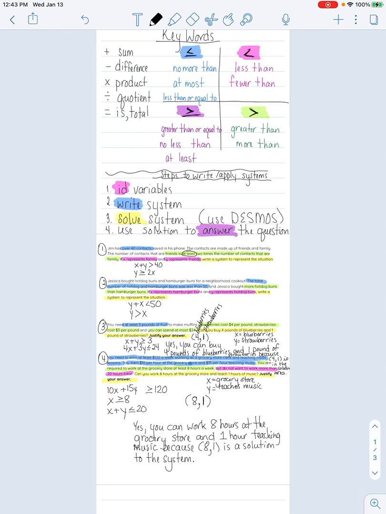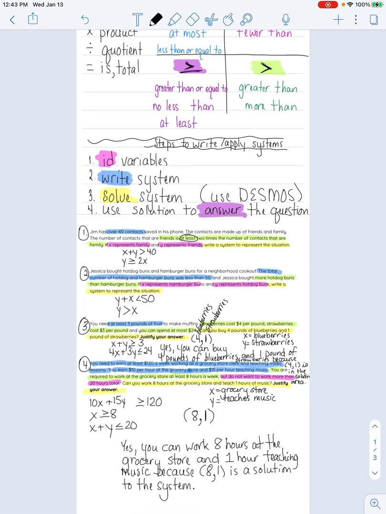So just remember, when you're applying systems of inequalities, make sure that you look for keywords. You can look back at your list. And if you have to answer questions, make sure you go through your steps. Identify your variables. Write your system. Solve your system, and then use that solution to answer your question.